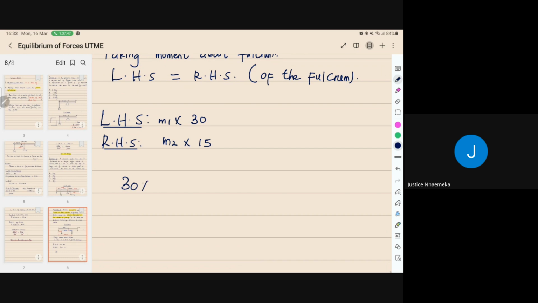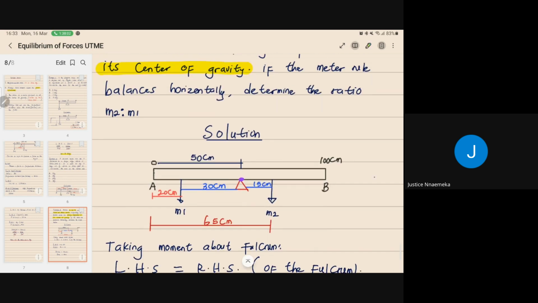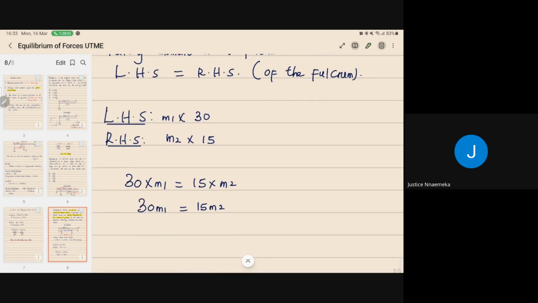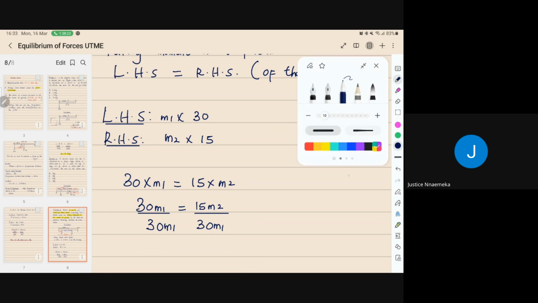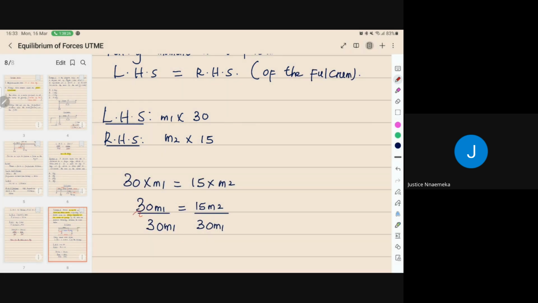We have 30 times M1 is equal to 15 times M2. So that is 30 M1 is equal to 15 M2. So we're going to divide both sides because they say we should find the ratio of what? The ratio of M2 to M1. So that means M1 will be on top while M2 will be beneath. So I'm going to divide both sides by 30 M1, then all over, because they want the ratio of M2 to M1, right? So which means that if I do so, 30 will cancel out. 15 here is 1, here is 2.